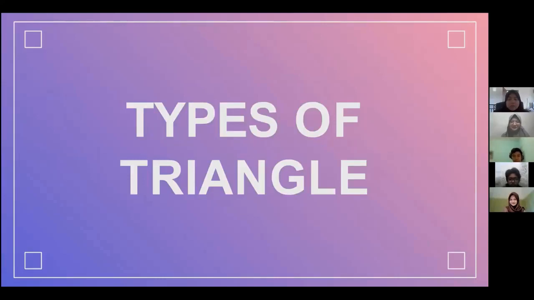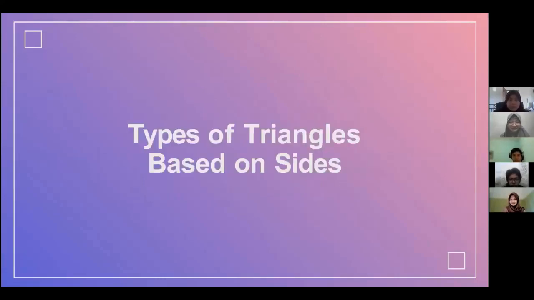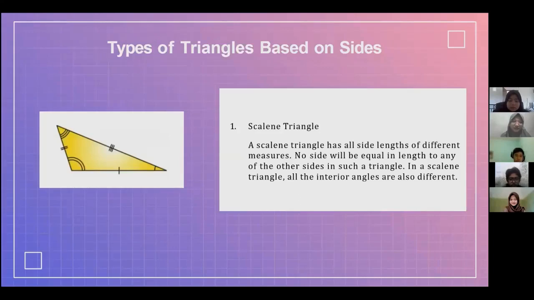Types of triangle. Types of triangle based on sides. 1. Scalene triangle. A scalene triangle has all sides of different measures. No side will be equal in length to any of the other sides in such triangle. In a scalene triangle, all the interior angles are also different.